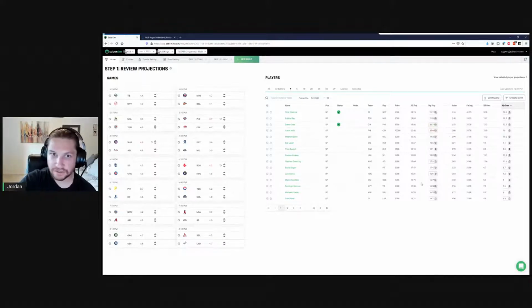So I actually did this earlier this morning. Ownership has since reran, and we've gotten some different numbers here. But you can do this pretty quickly, right? So like Glasnow, Ray, Sonny Gray, Nola, Boyd. That's your top 5 in terms of projected ownership of pitchers.